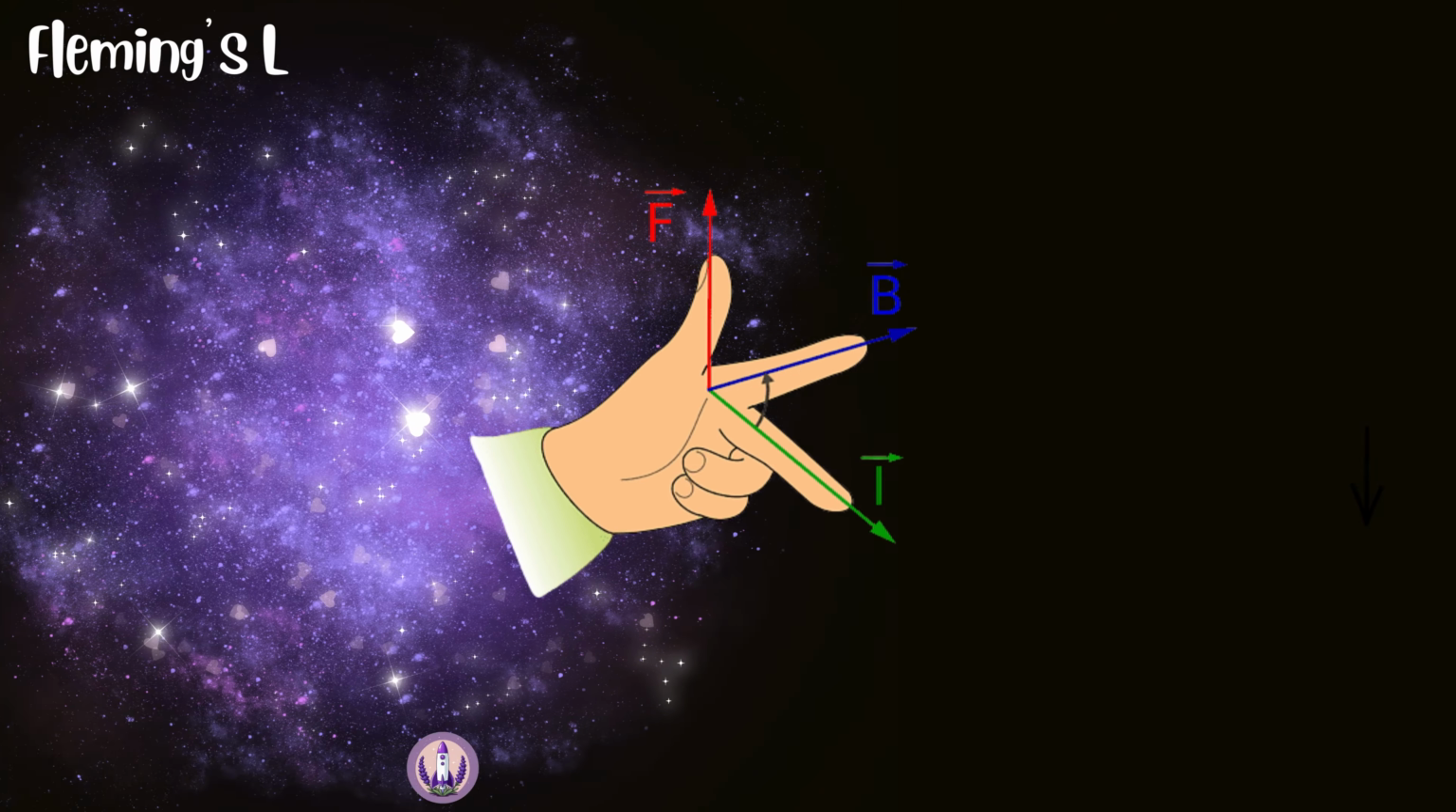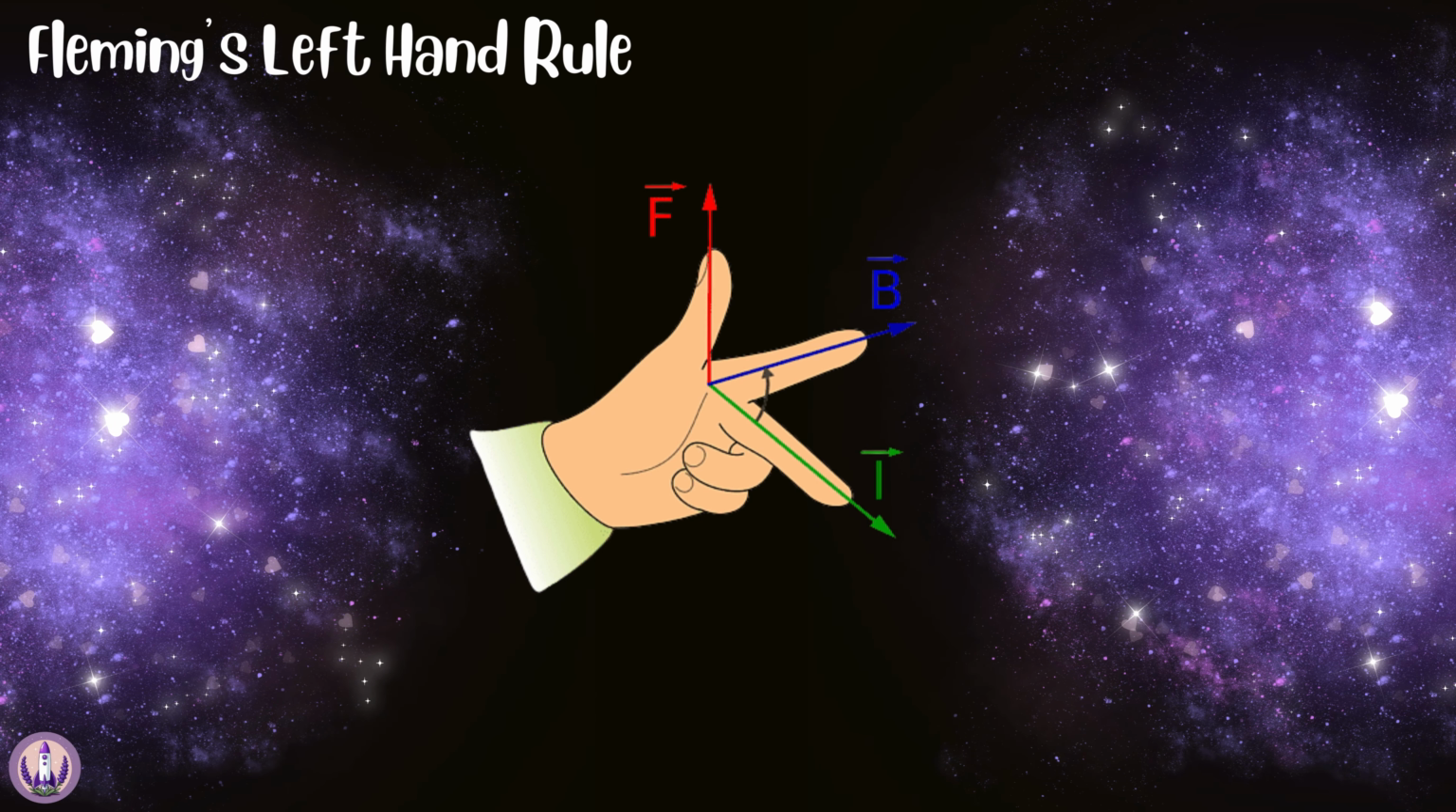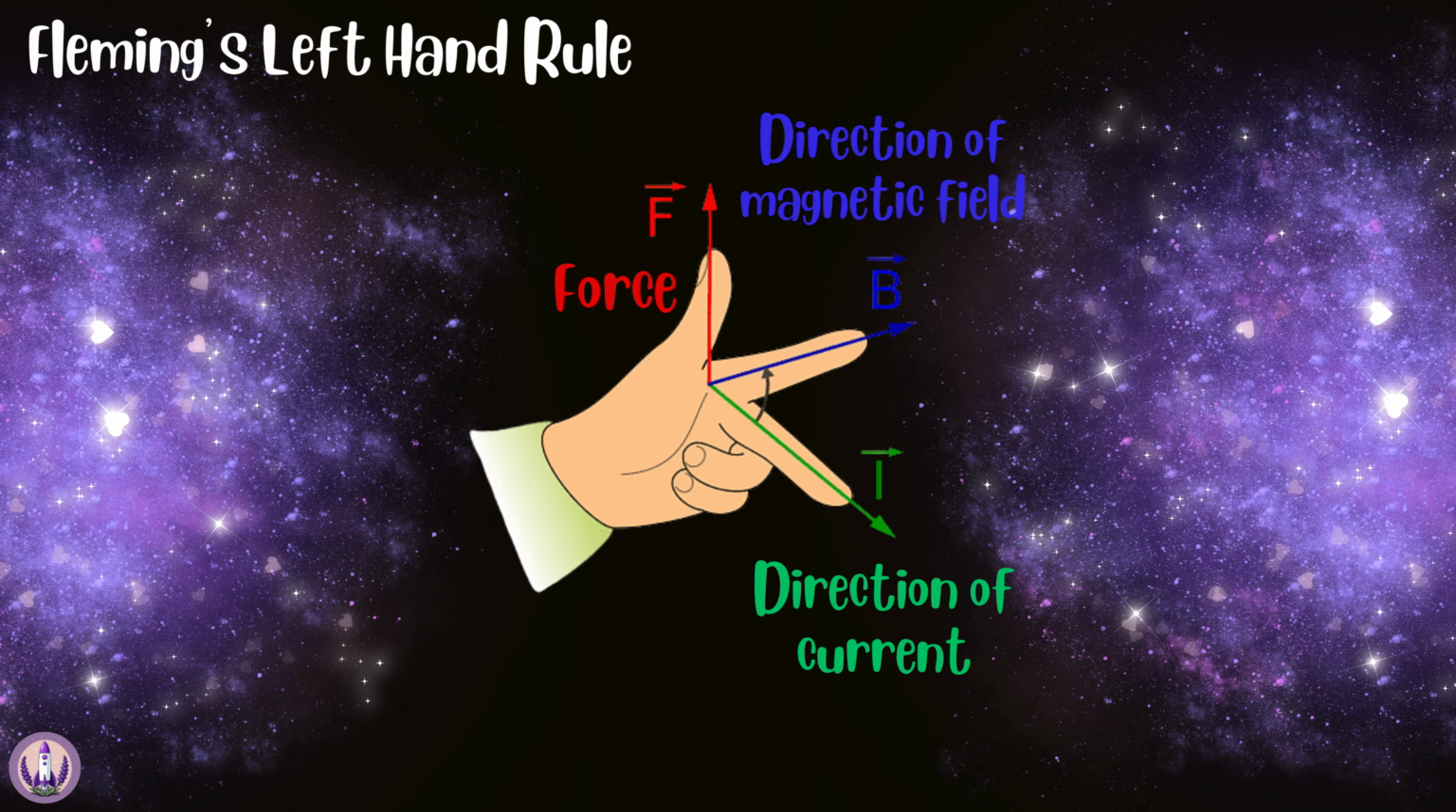Using your fingers, your thumb represents the direction of the force, your index finger the direction of the magnetic field, which is always pointing towards the South Pole, and your second finger represents the direction of the current.